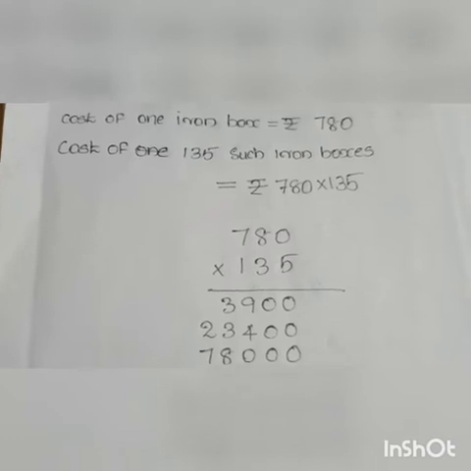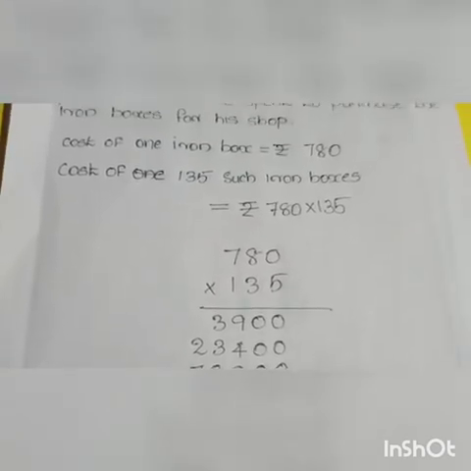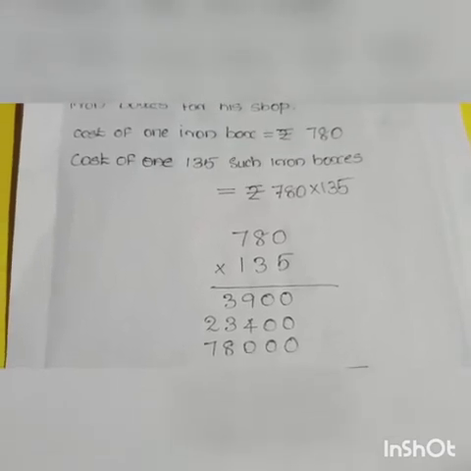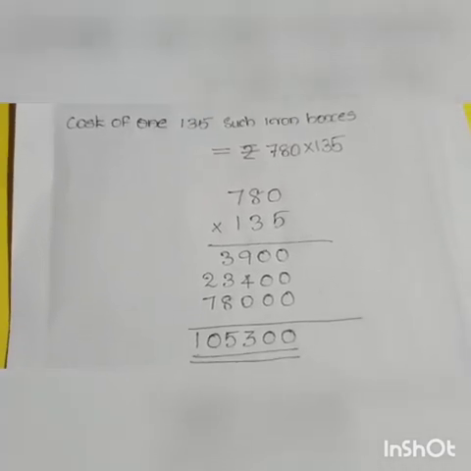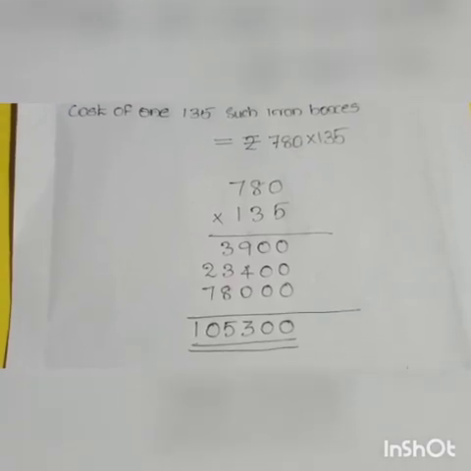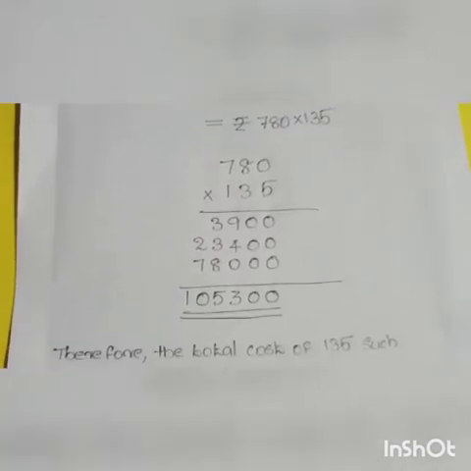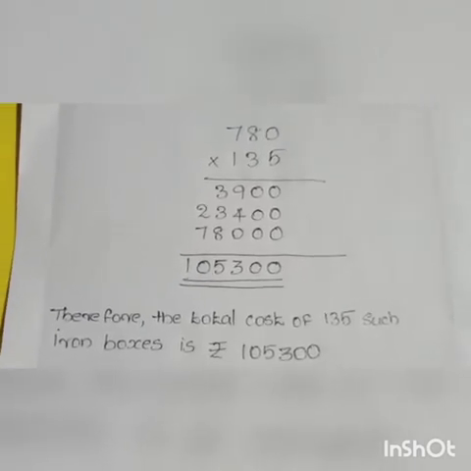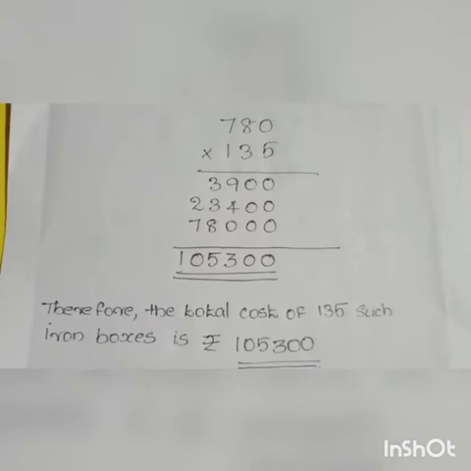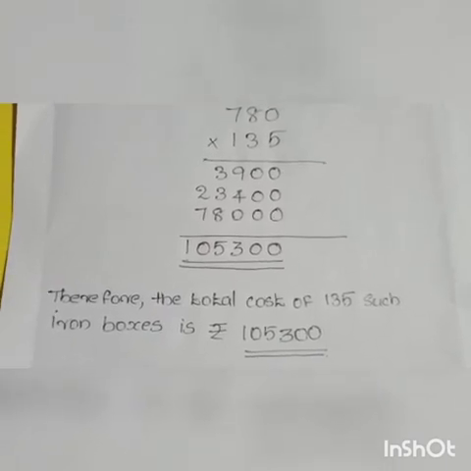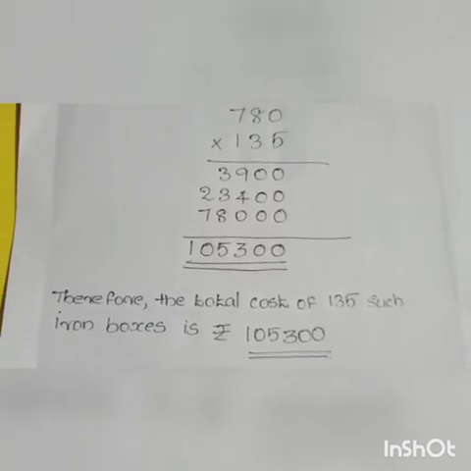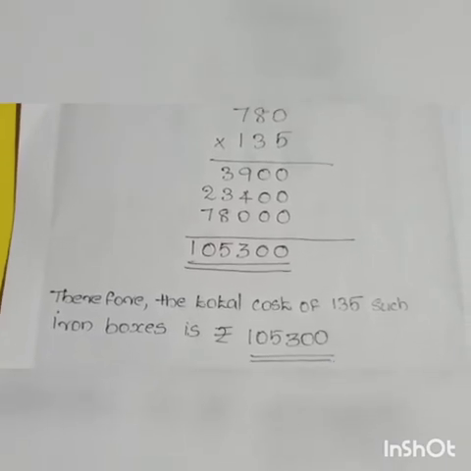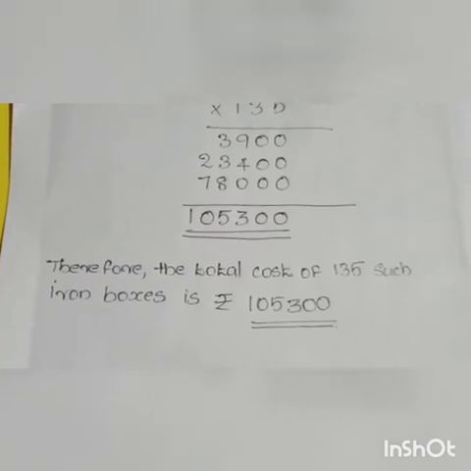Then cost of 135 such iron boxes is equal to rupees 718 into 135. So we first write according to their place value. When we multiply 718 into 135, then we begin multiplying. We multiply 718 into 5 and the answer is 3900. Next, we multiply 718 into 30.